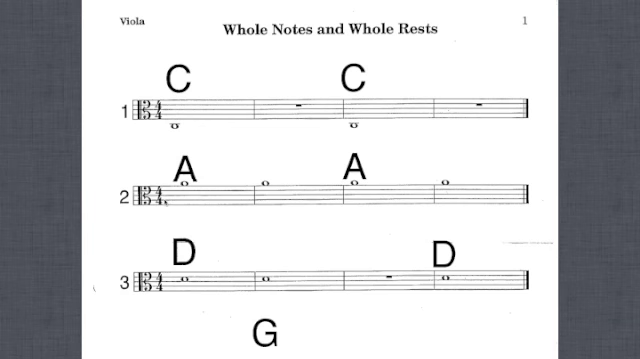Here we are looking at page 1 of the viola packet. If you follow the cursor here, you can see how the packet starts by introducing the open strings. Here's the open C string. Way down here below one ledger line, these extra lines are called ledger lines. That's the low C string. Then here in line 2, you can see the notation for the open A. Here's some whole notes above the top line. This note head placement will always be your A string.